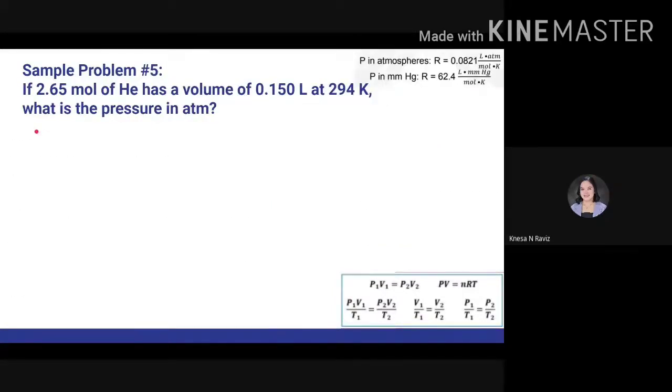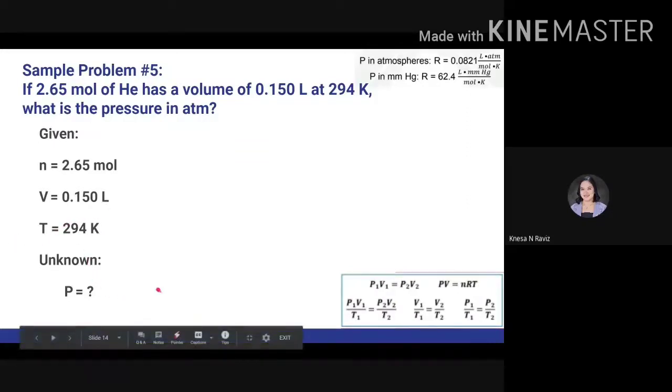Let us now proceed with sample problem number 5. If 2.65 moles of helium has a volume of 0.150 L at 294 Kelvin, what is the pressure in atmospheres? Let's list down the given. For n, we have 2.65. For volume, we have 0.150 liter. And for temperature, we have 294 Kelvin. We are looking for the pressure. So we have values for n, V, T, and we are looking for P. That gives us a hint that we should be using the ideal gas law equation.